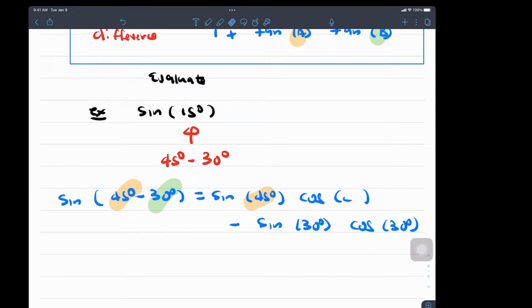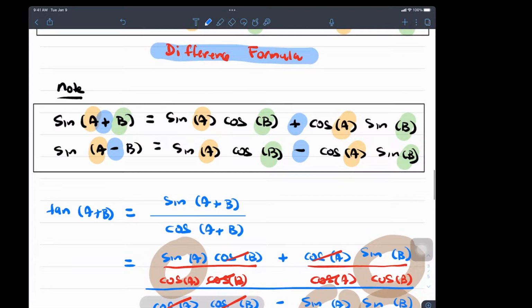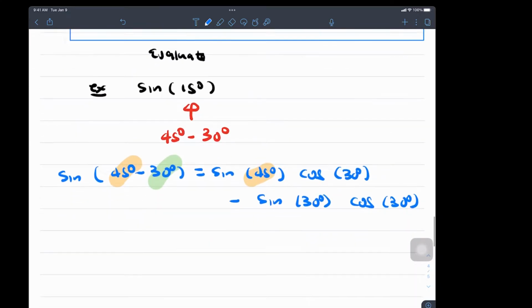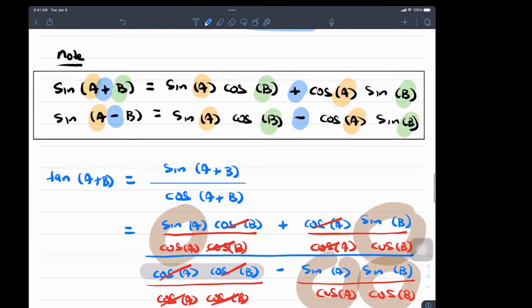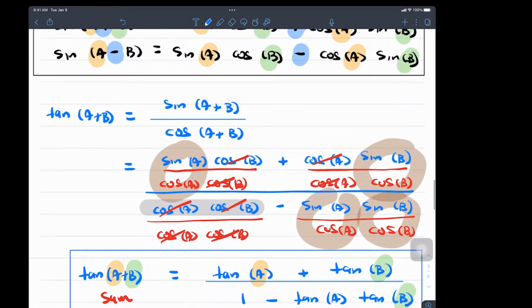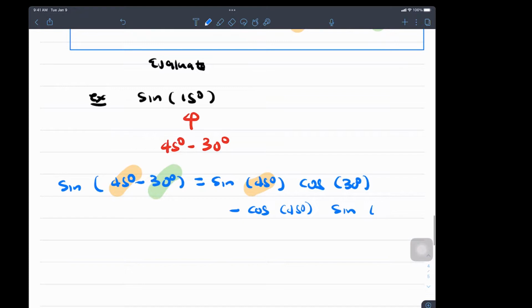Sine A cosine B, right? So go back, sine of a difference. I have it in my copy. Sine A cosine B minus cosine A sine B. Sine, cosine, cosine, sine.